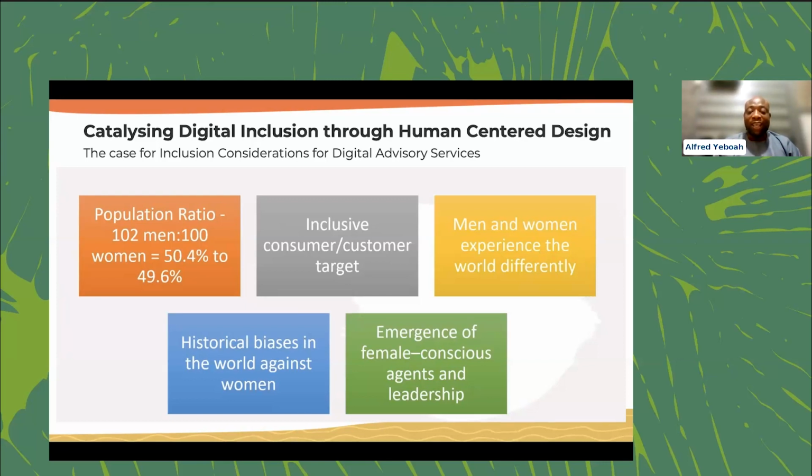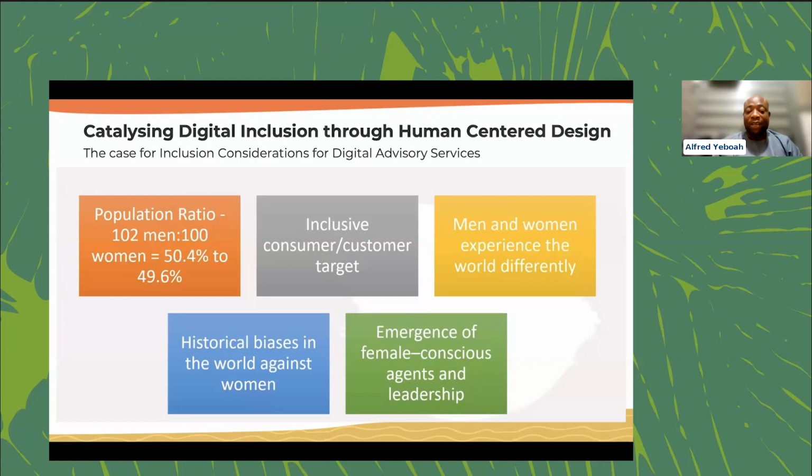Let me quickly make the case for why there should be inclusion considerations when designing and deploying digital advisory services, like in the case of AgriPath's FarmBetter app. It is true that there have been, and in fact, there are still historical biases, especially against women smallholder farmers, when it comes to both the extent to which they are able to not only access digital advisory services, tools, but also their continued use of those tools.